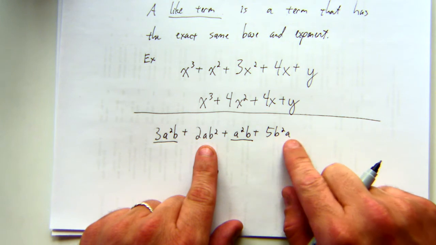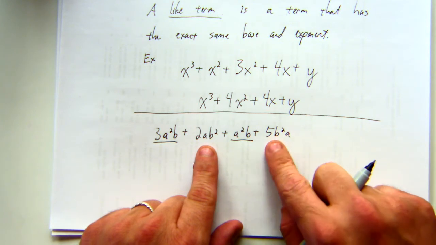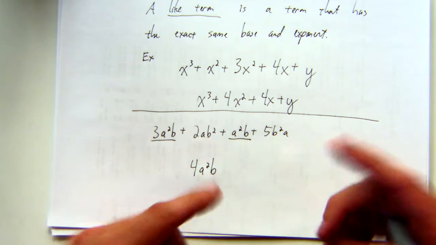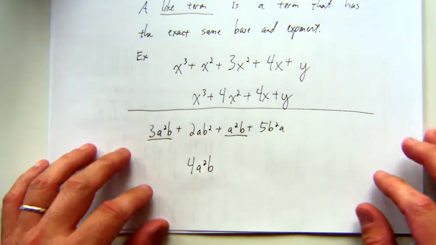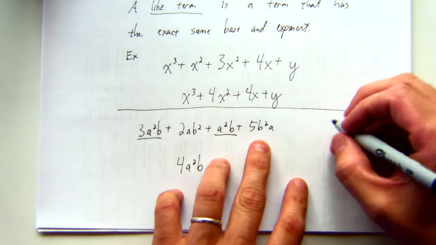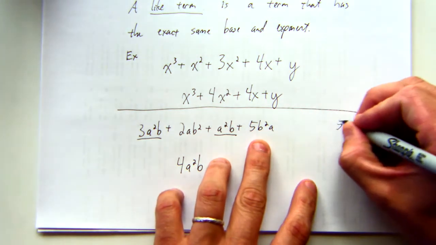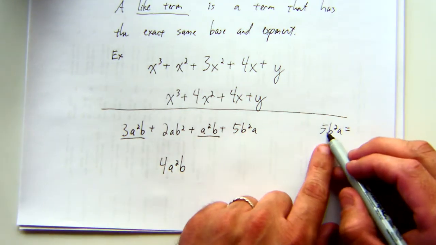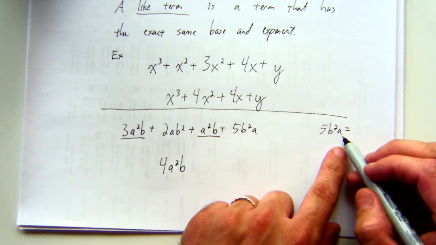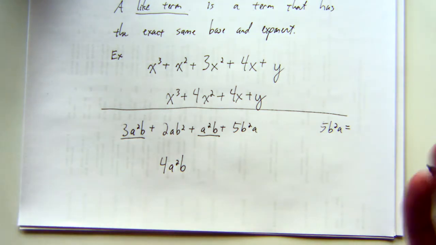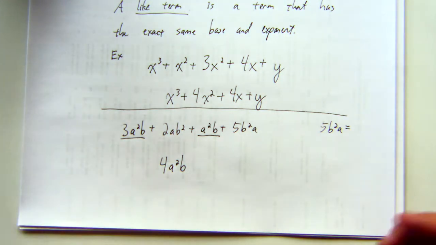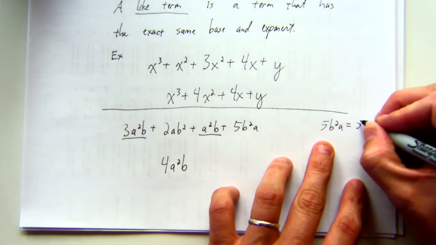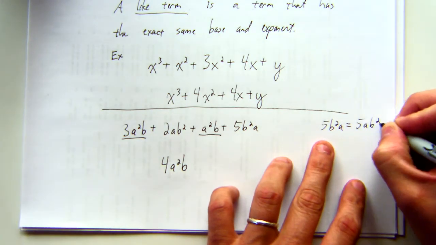What about this one? It has an a and a b squared, but what's worrisome about it? They're switched, right? But that doesn't matter, because remember, we can write this term 5b squared a. This means 5 times b squared times a. What do we know about multiplication? We can switch them, right? 2 times 3 is the same thing as 3 times 2. So I can write this as 5 times a times b squared.